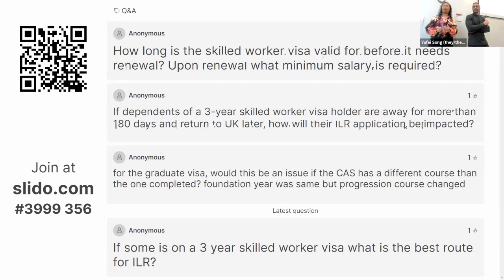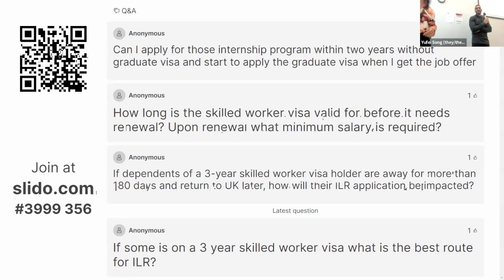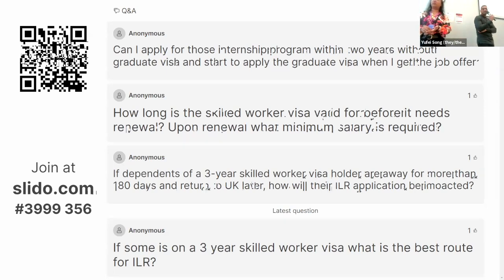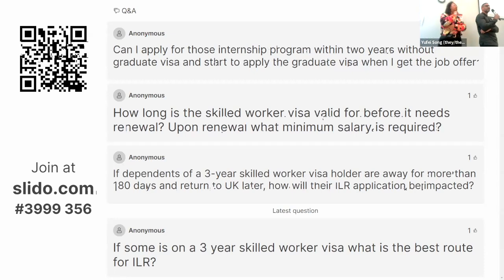Yeah. So how long is the skilled worker visa valid before it needs renewal? Is that one about applying for the internship program within 2 years? Yeah, I think that's the internship one. I'll be honest with you, in terms of internship programs, I'm not too familiar with them at this stage. Unless Nancy can answer that, if not, it's one that you can always email us.